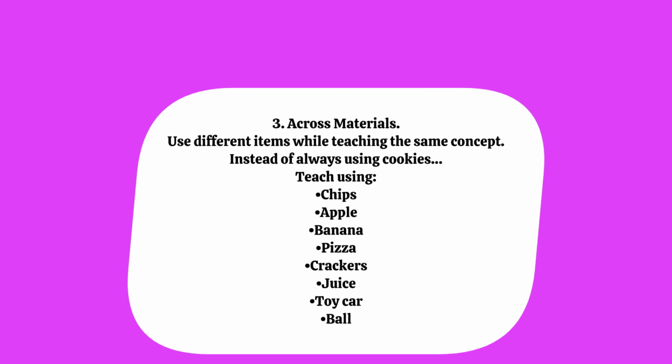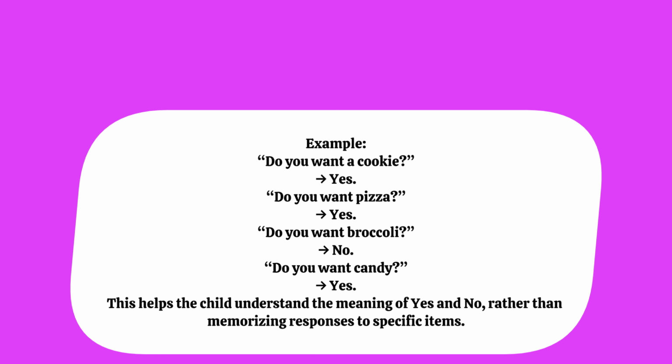3. Across materials. Use different items while teaching the same concept. Instead of always using cookies, teach using chips, apple, banana, pizza, crackers, juice, toy car, ball. Example: Do you want a cookie? Yes. Do you want pizza? Yes. Do you want broccoli? No. Do you want candy? Yes. This helps the child understand the meaning of yes and no, rather than memorizing responses to specific items.